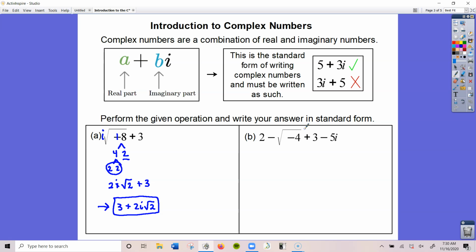Let's look at one more. Here we have 2 minus the square root of -4 plus 3 minus 5i. Now the square root of -4 can be rewritten as 2i, because the square root of 4 is 2, and because it's negative, I have to bring out i. Plus 3 minus 5i. So to write our complex number, we're going to combine first the real parts, so that's 2 plus 3, which is 5, and then I'm going to combine my imaginary parts. Negative 2i minus 5i is negative 7i, and this is my complex number.